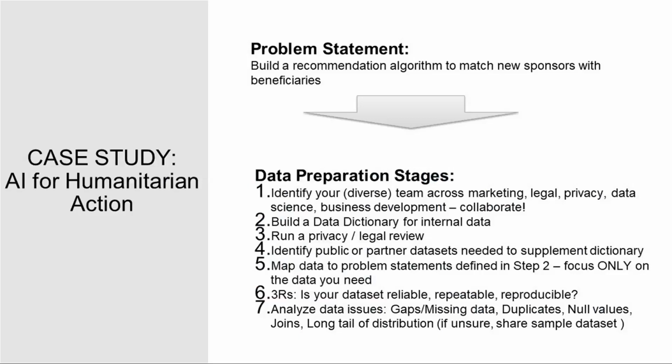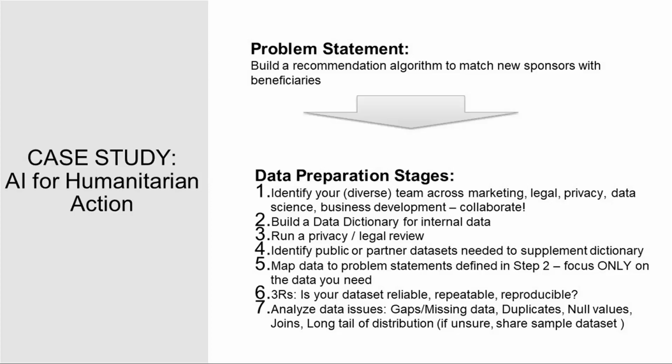Here is another case study. We had an AI for Humanitarian Action partner who needed to build a recommendation algorithm to match their sponsors with beneficiaries. And here are the 7 steps we followed together. The first step was identifying a diverse team that came together across marketing, legal, privacy, data science, and business development. This was true both at Microsoft and within our nonprofit partner. Our partner created a data dictionary for their internal data, had a thorough privacy and legal review, and then identified and joined partner datasets.